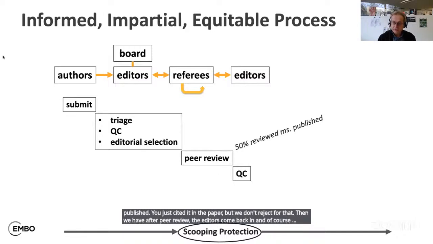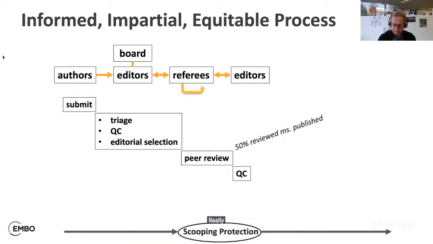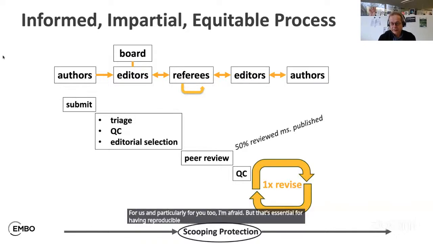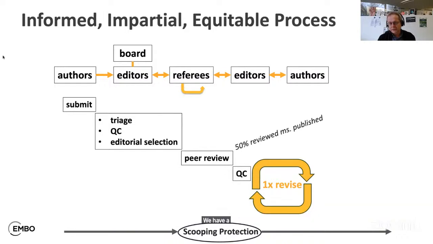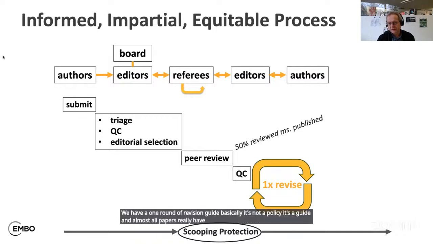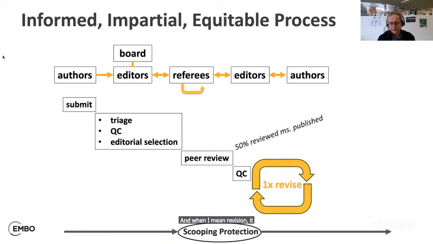Then after peer review, the editors come back in and, of course, analyze the referee reports, and we have a quality control step, which is quite detailed, with really long lists of things we go through, very, very tiring for us and particularly for you too, I'm afraid. But that's essential for having reproducible papers. And we're trying to automate as much of that as possible in the future. We have a one-round-of-revision guide, basically. It's not a policy, it's a guide, and almost all papers really have only one round of revision, more than 80% now. And when I say revision, I mean experimental revision.